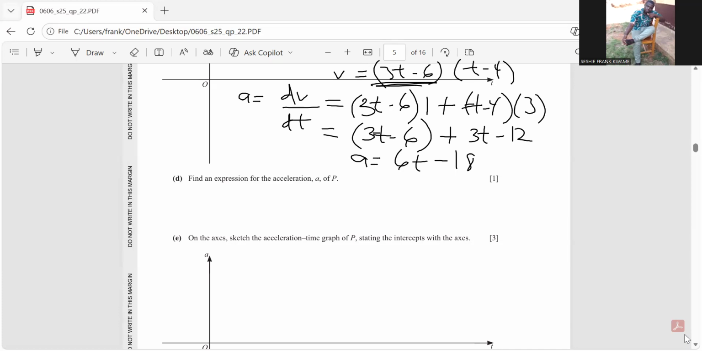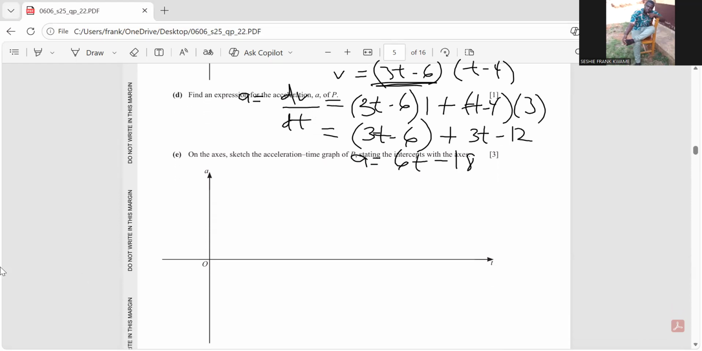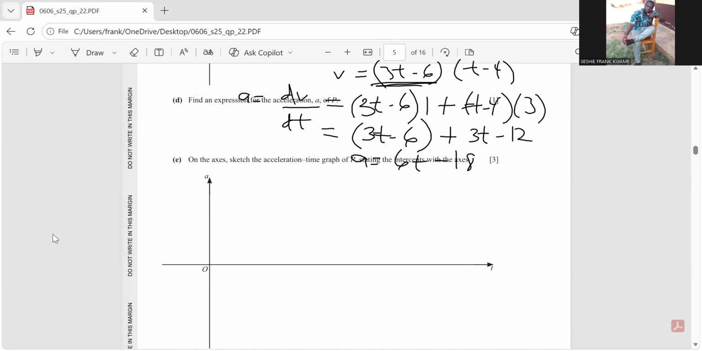Now we move on to part E, where I'm supposed to sketch the graph of the acceleration, stating clearly the intercepts. So 6t minus 18 at a equals 0, look for that. 6t should be 18, so t is 18 over 6, that's 3. That's (3, 0).